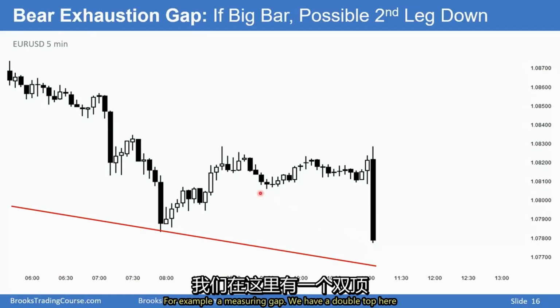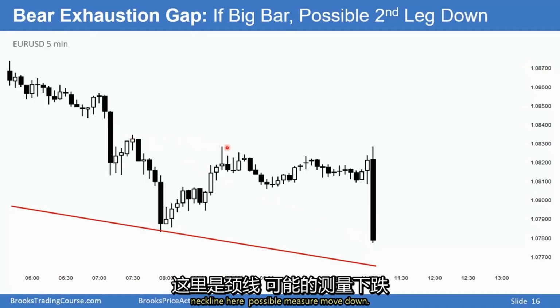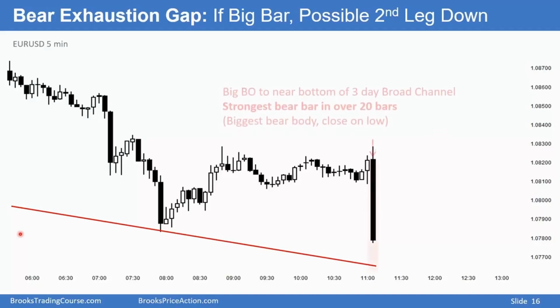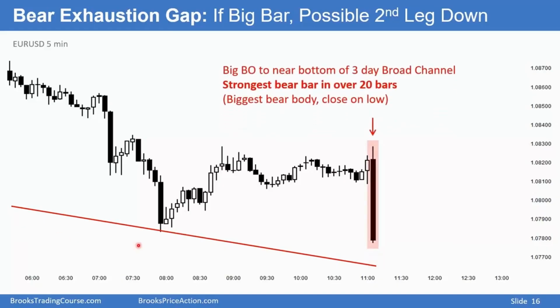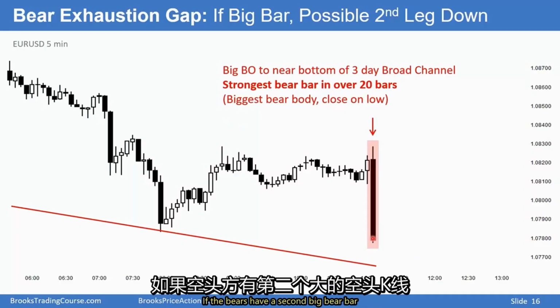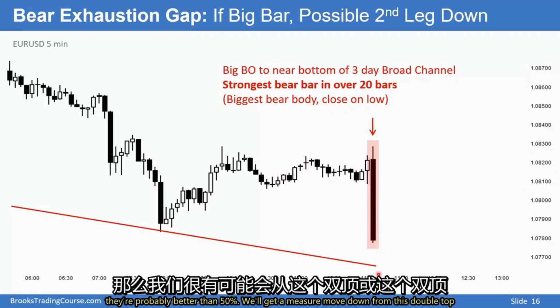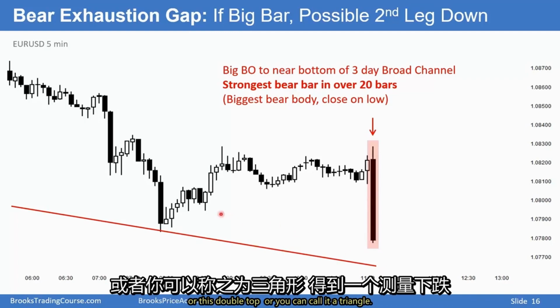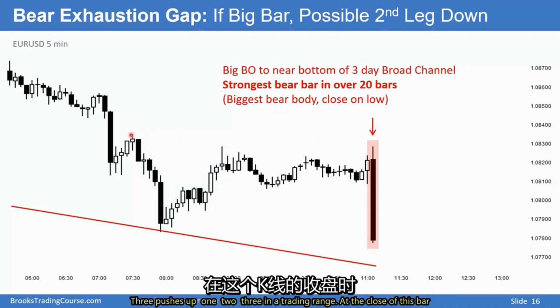40% chance it's going to be the start of an even stronger swing down. For example, a measuring gap. We have a double top here, neckline here, possible measured move down. A lot depends on what the follow-through looks like. If the bears have a second big bear bar, they probably, better than 50%, will get a measured move down from this double top, or this double top, or you can call it a triangle. 3 pushes up, 1, 2, 3, in a trading range.